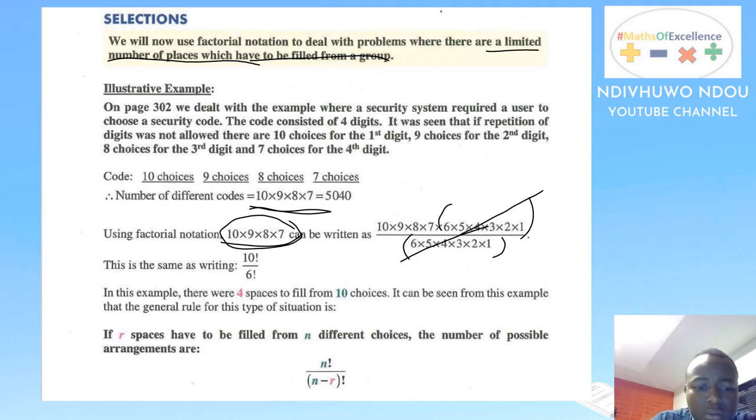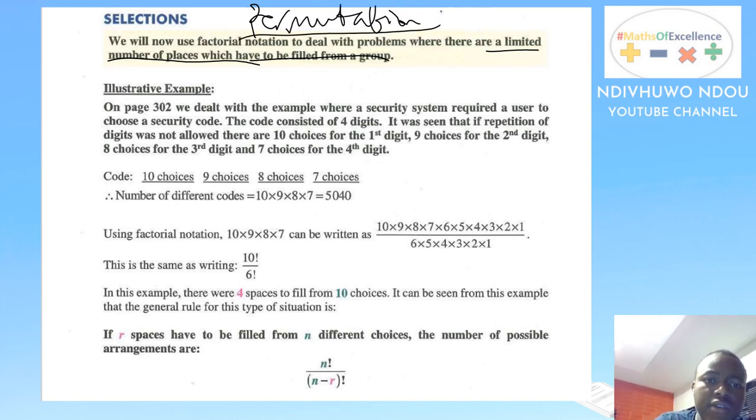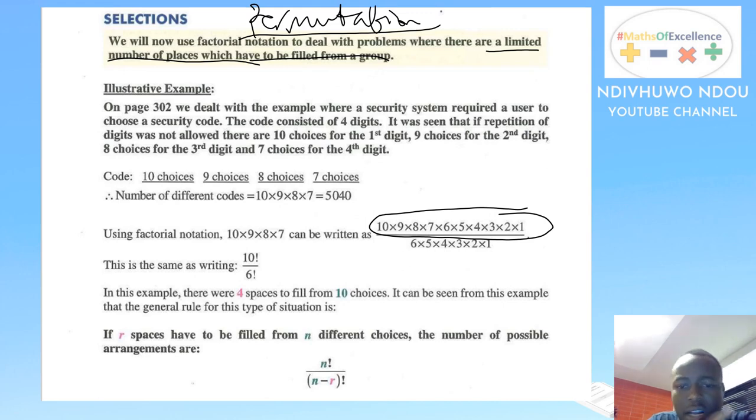Let's look properly so you understand how we deal with this. It's actually called permutation, in which we want to arrange different items. We want to calculate how we can do it. So this is the same as writing 10 factorial. Remember, multiplying down to 1 gives 10 factorial, and that one down to 1 is 6 factorial.